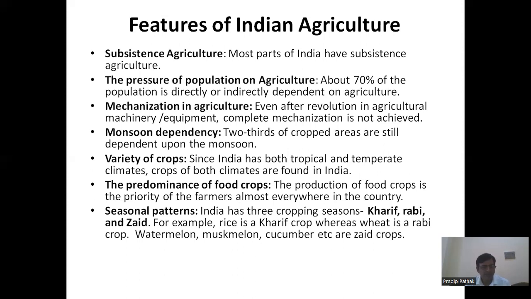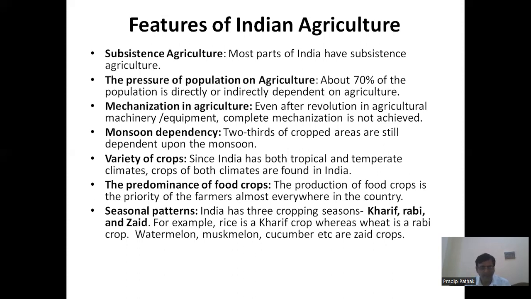India has both climates, and therefore crops of both the tropical and temperate climates. We can farm both kinds of crops, but the predominance is of food crops almost everywhere in the country. If you see the seasonal patterns, we have three seasons: Kharif, Rabi, and Jaid. Rice is a Kharif crop, for example, whereas wheat is a Rabi crop.